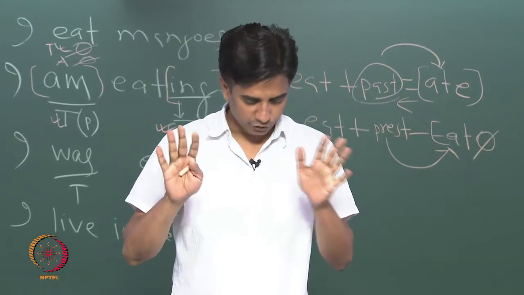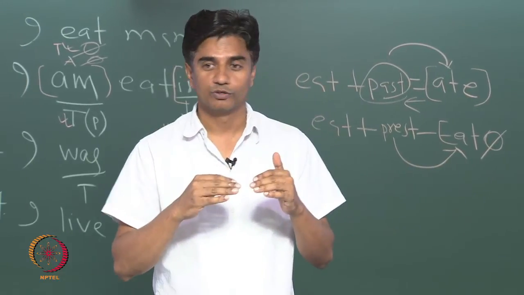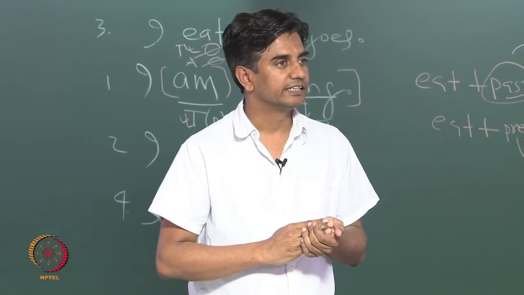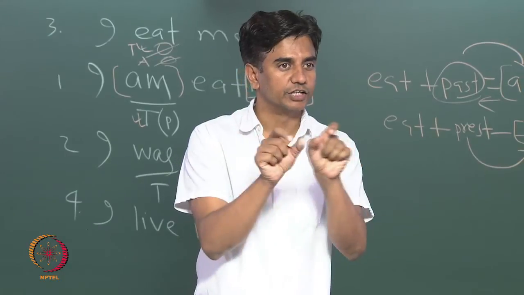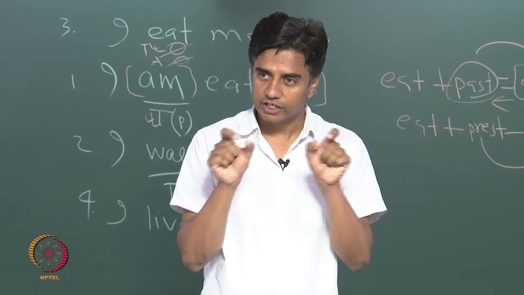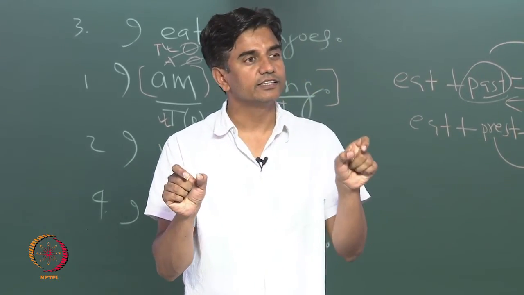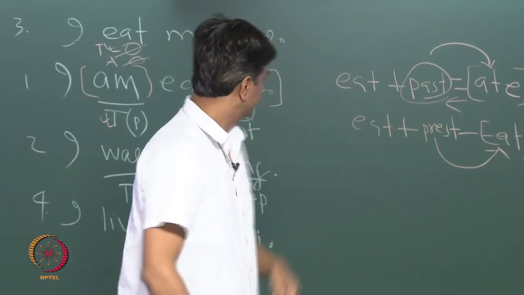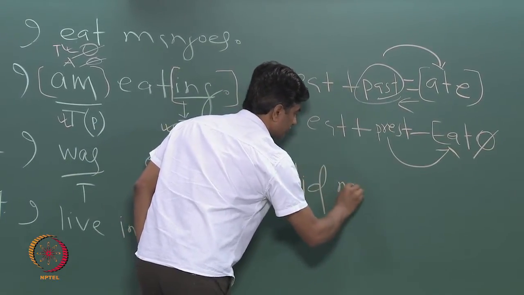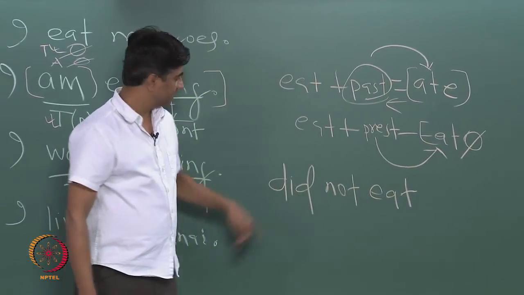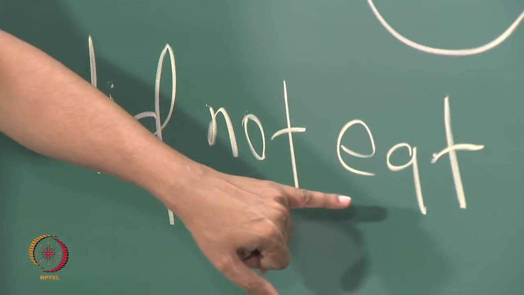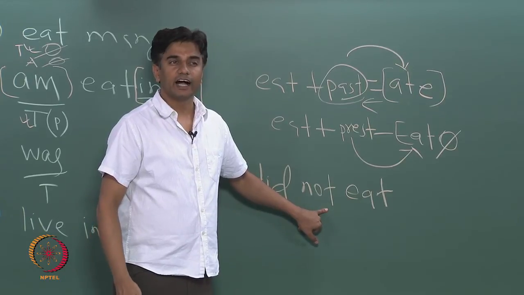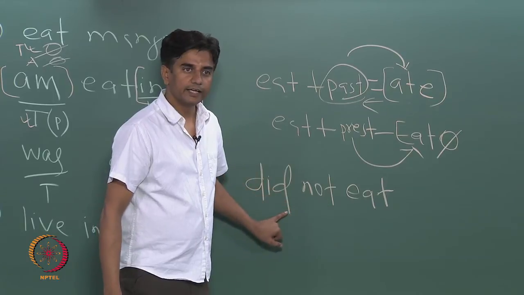Hold on. Slow. I know you are very intelligent, but keeping the speed under control always helps. The moment you introduce negative, the tense marker is going to get dissociated from the verb. And then you see the verb in the bare form. What's that? We say, I did not eat. So, did not eat. We cannot say, I not ate. So much so that it makes you laugh. Neither do we say, I ate not. We need to say, I did not eat.